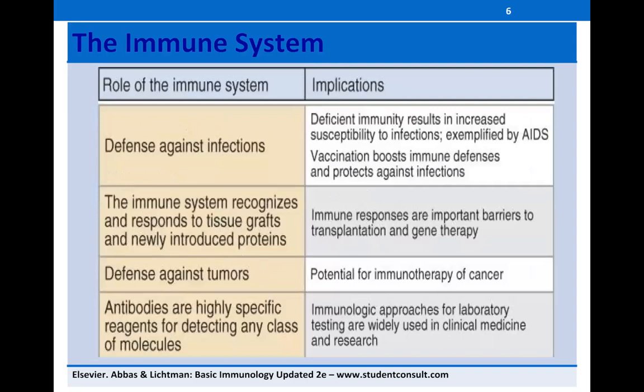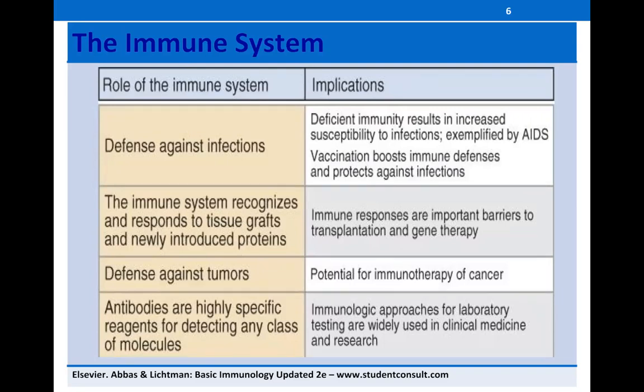After discussing its properties and significance for immunity, let's discuss the roles of the immune system. The main function of the immune system is defense against infection. Now, how do we practice this? Deficient immunity results in increased susceptibility to infections. That's why we have the term immunodeficient. This is exemplified by AIDS, or the acquired immunodeficiency syndrome.